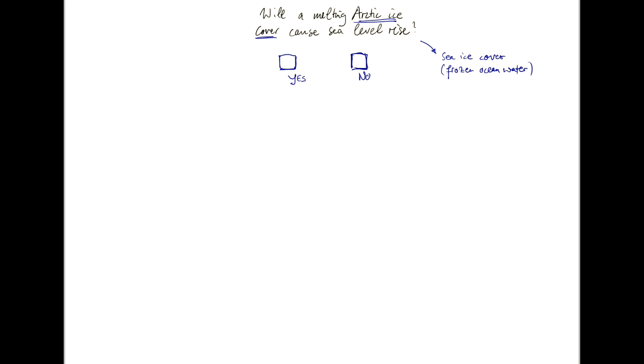And that is important because in the Arctic you also have the Greenland ice sheet, and that's not what I'm talking about right now. Not the Greenland ice sheet, which is ice that sits on land. And I have chosen this question because it is a nice illustration of Archimedes' principle.